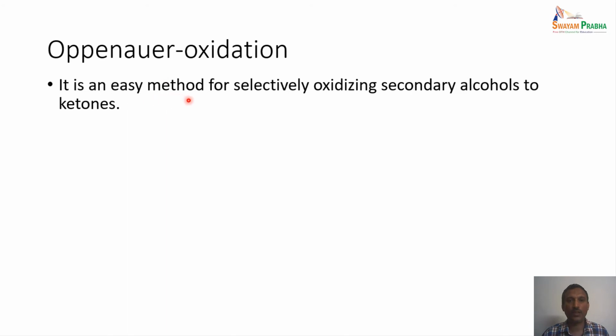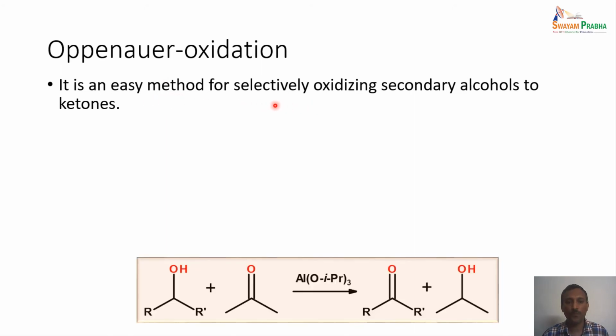So this is an easy method for the selective oxidation of secondary alcohols to ketones. We have a secondary alcohol here which is treated with a carbonyl compound, especially acetone, used as one of the reagents in the presence of aluminium triisopropoxide, leading to the formation of the corresponding carbonyl derivative. This secondary alcohol is converted to the carbonyl derivative.